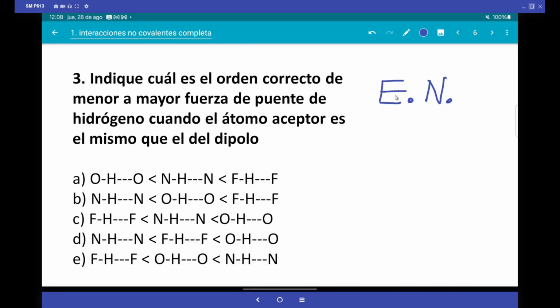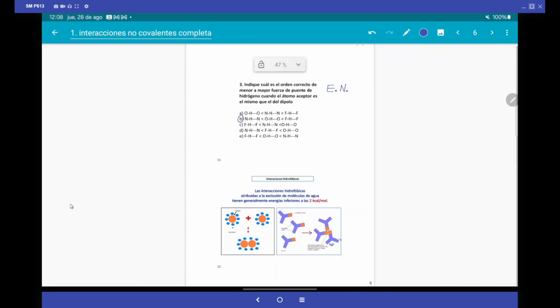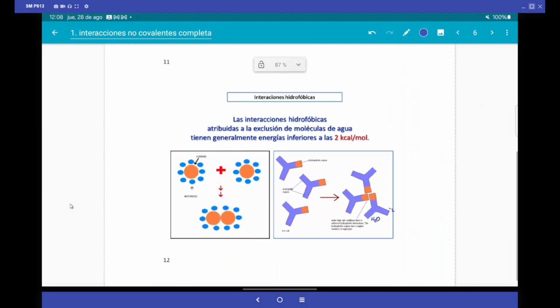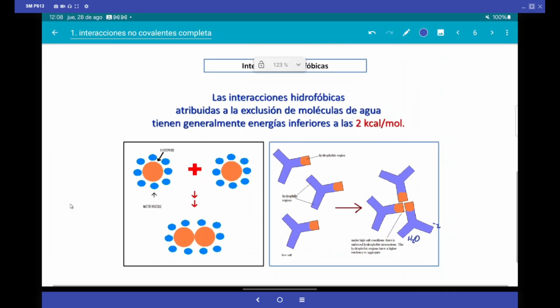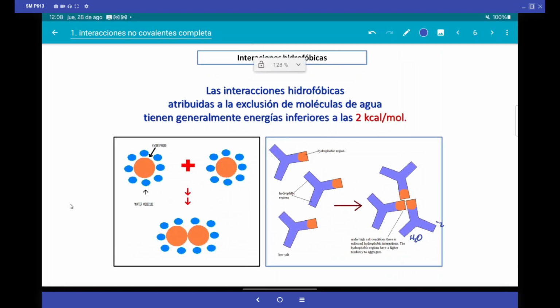What case would it be? Very well. Having said this, we can now move on to the next interaction, hydrophobic interactions. The hydrophobic interactions, attributed to the exclusion of water molecules, generally have energies lower than 2 kilocalories per mole. Not for them, they are negligible.